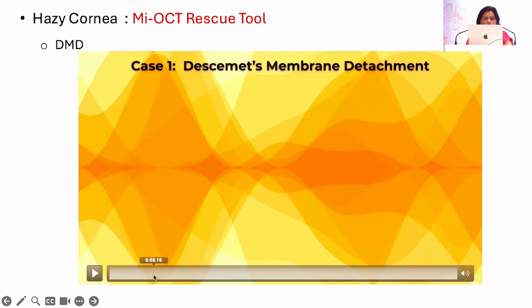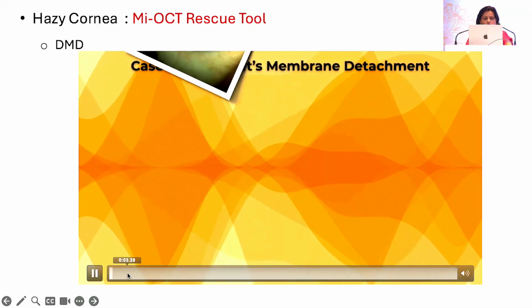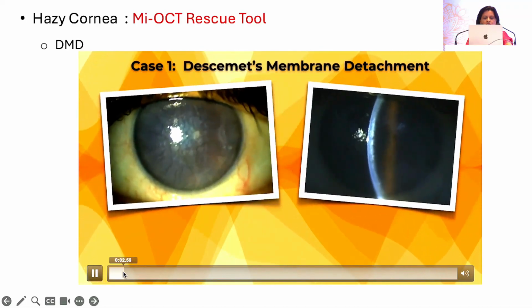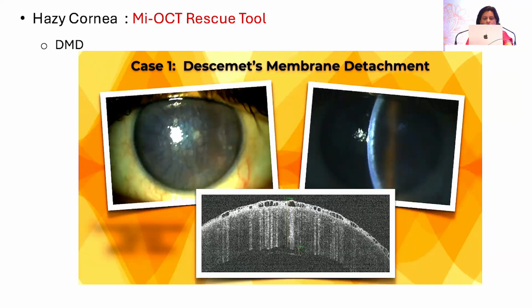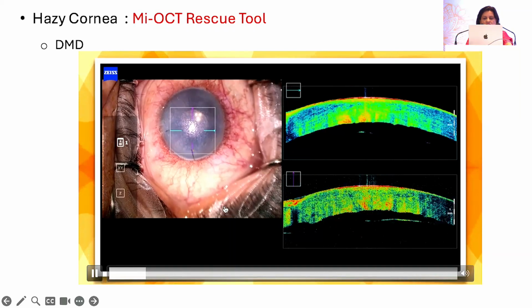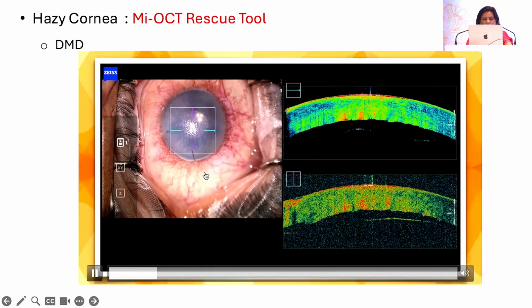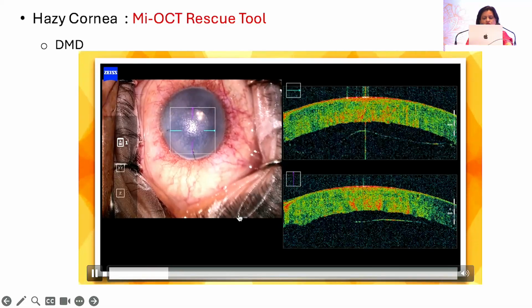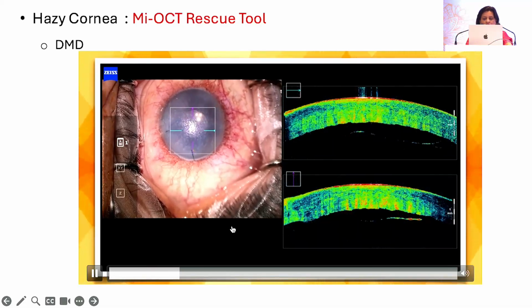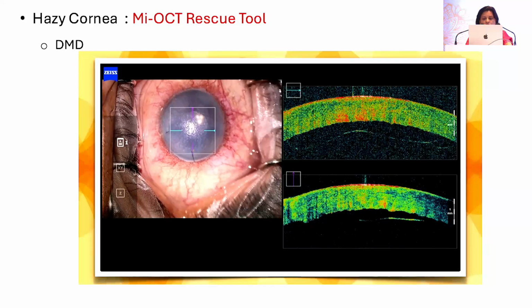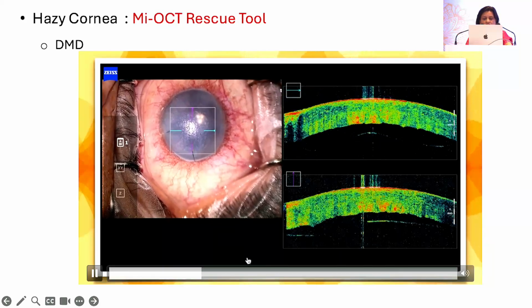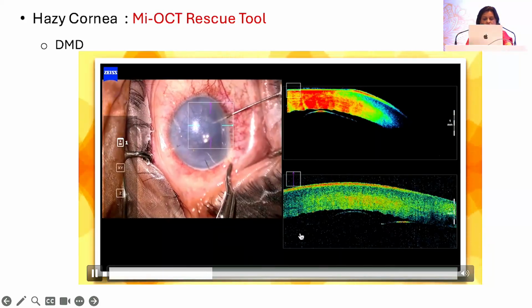Now just to show a few videos, suppose you do have a Descemet's membrane detachment, like in this case which came to us with a posterior capsular tear. There was a Descemet's membrane detachment present and the corneal edema was there. The patient was in fact referred for an endothelial keratoplasty.